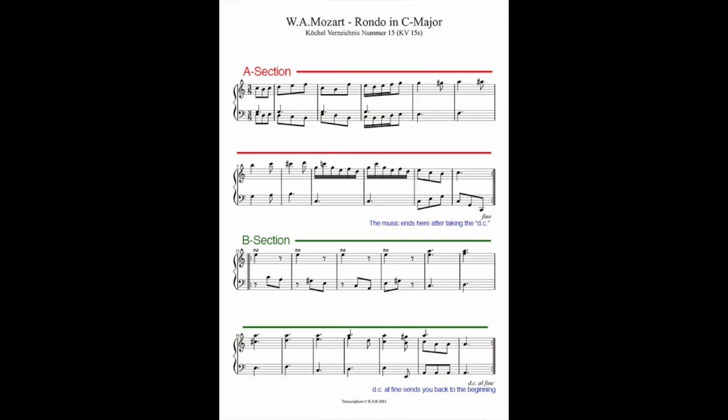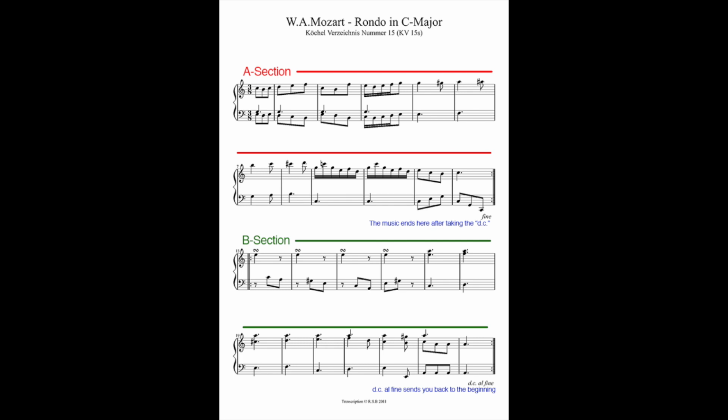Now let's take a look at this Rondo in C major by Wolfgang Amadeus Mozart. When first looking at this piece of music, you may just say, well, this is binary form. There's an A section and there's a B section. But look a little bit closer. At the end or the bottom of the page, you will see something called DC al fine. And DC al fine means da capo al fine in Italian.